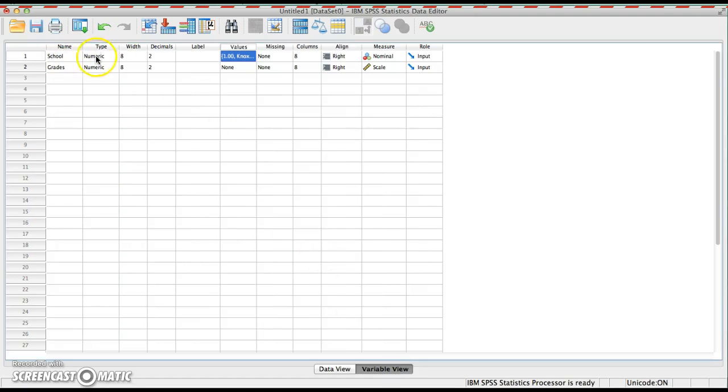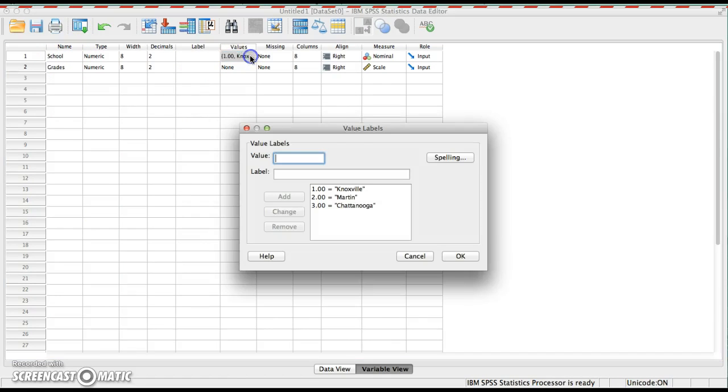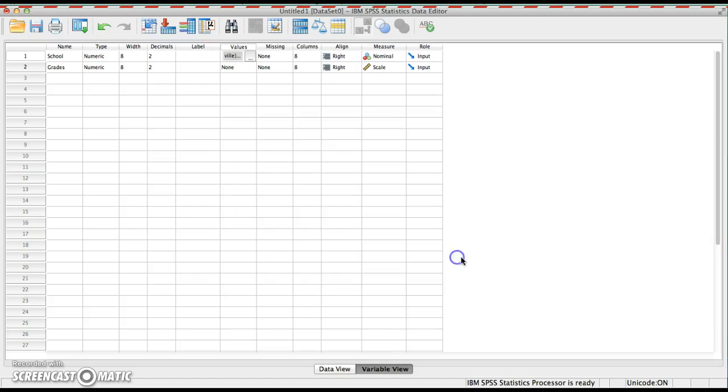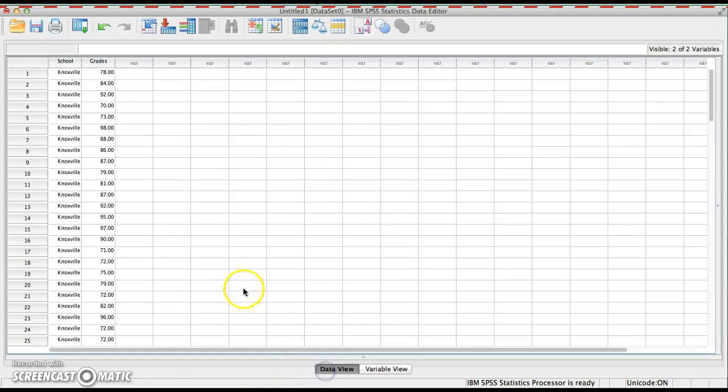Where we've got school, and we've got our value labels here: Knoxville, Martin, and Chattanooga. And I did 1 for Knoxville, 2 for Martin, 3 for Chattanooga. And then our grade variable, which is just a numerical variable. And we've set up the levels of measurement here, where it's nominal for school and scale for grades. Okay, and remember, you can set them up however you want, but your dependent variable needs to be a scale variable, and your independent variable is going to be a nominal variable.